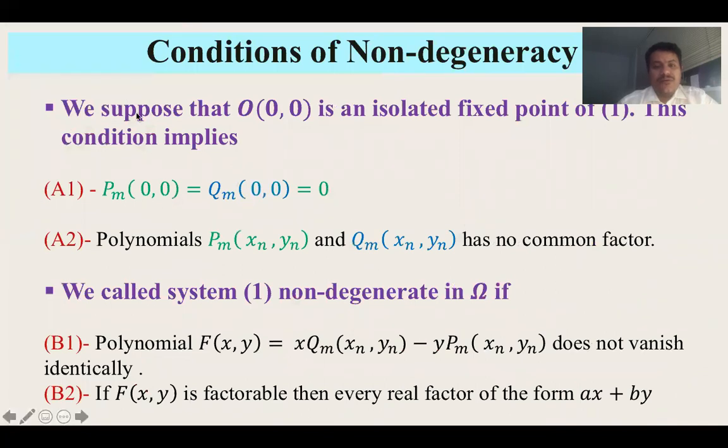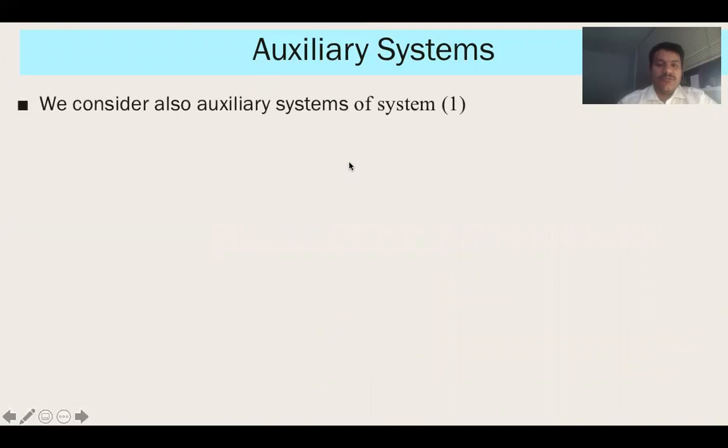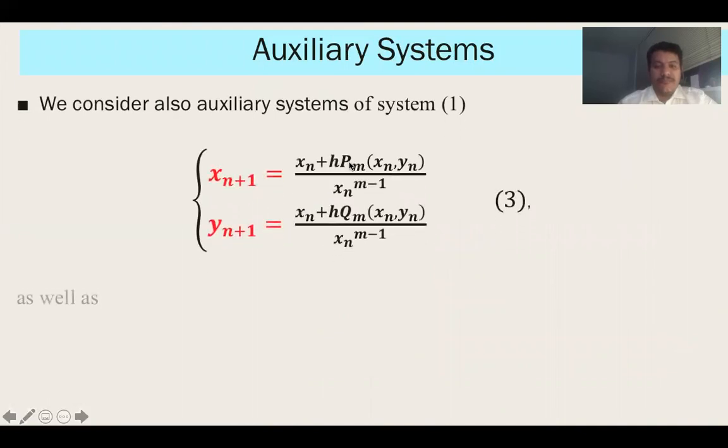We have a condition of non-degeneracy. So the point (0, 0) is an isolated fixed point if it satisfies these two conditions, A1 and A2. Also, our difference equation system is non-degenerate in a neighborhood if it also satisfies these two conditions, B1 and B2. We have an auxiliary system of the original system.